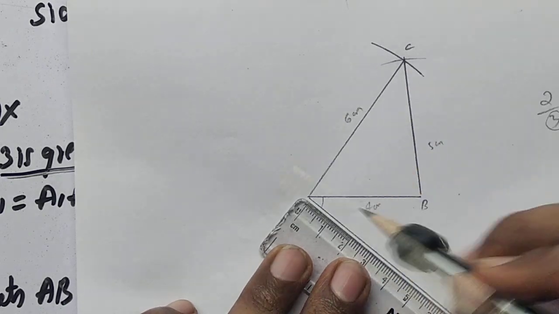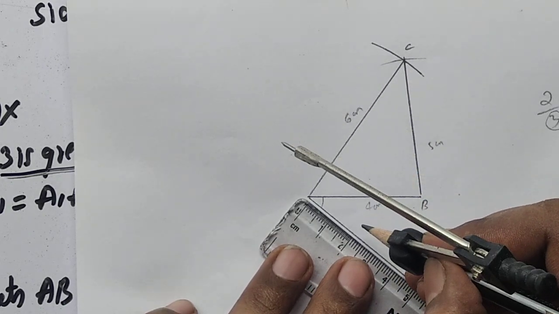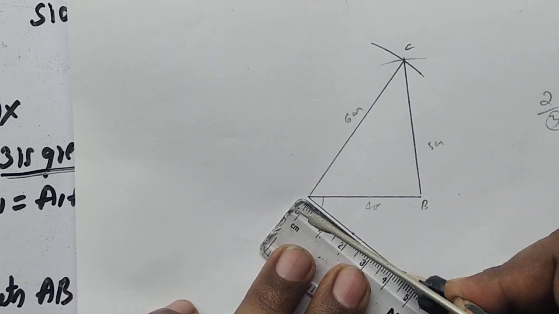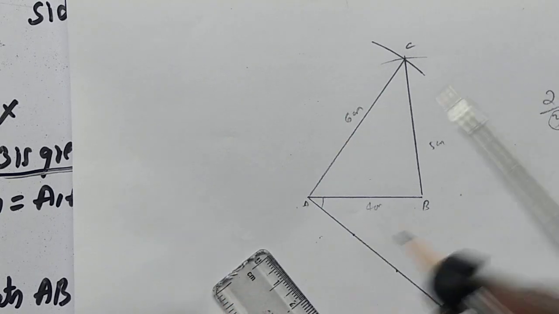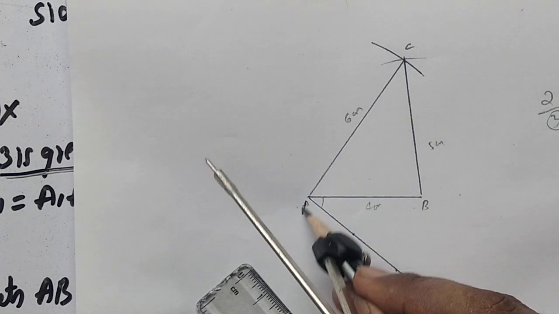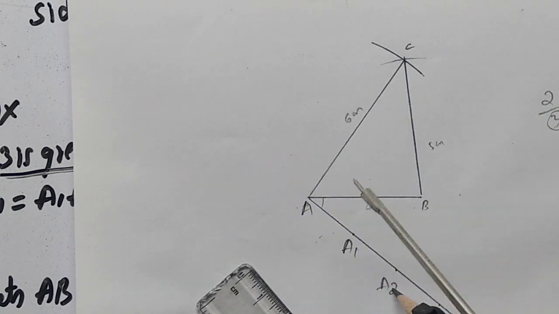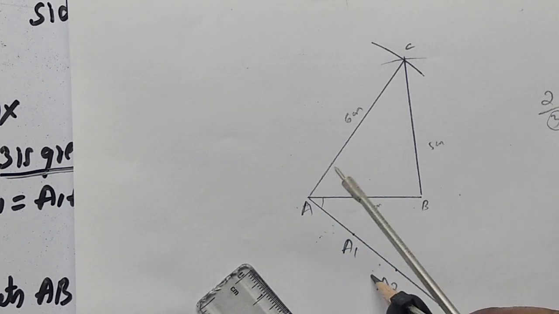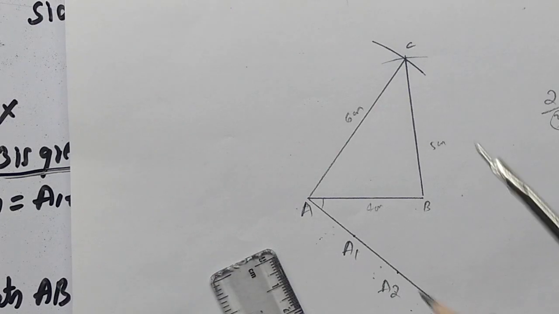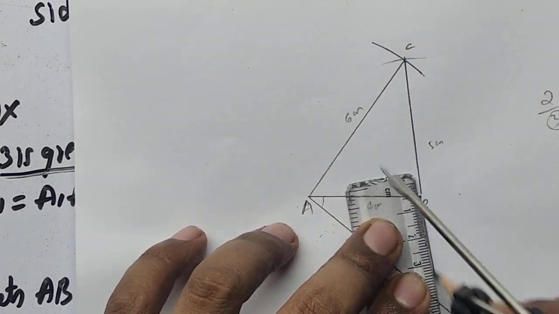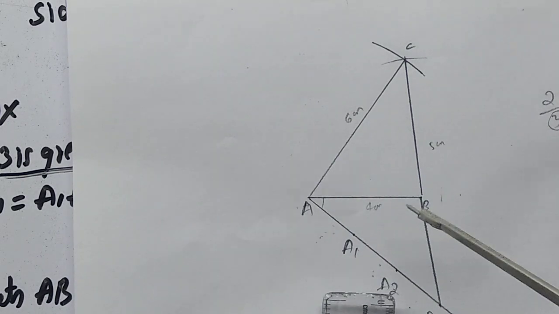So I am just taking 3 points of 2 centimeter each, equidistant. 1, 2, 3. Okay, I am marking the points A1, A2, A3. Here I have taken the distance between A and A1 as 2, A1 and A2, all equidistant at 2 centimeter. You can take 1 centimeter, 1.5, to your wish. Next step is you have to join A3 to B. So I have drawn B to A3.